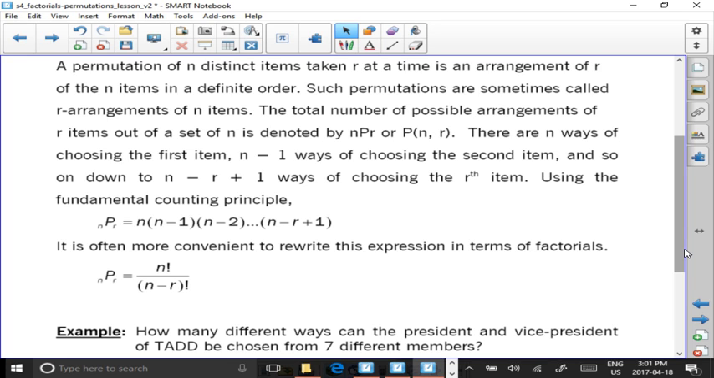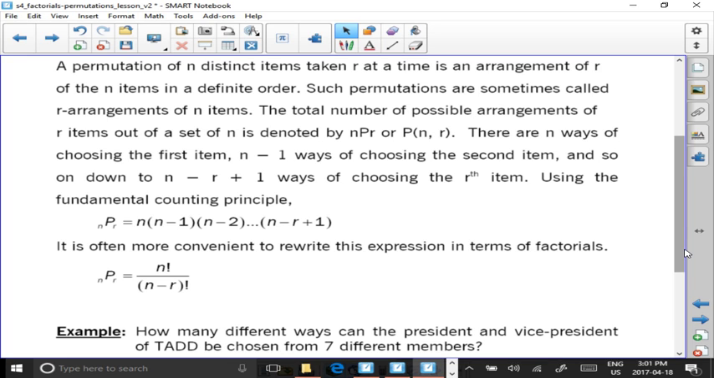But if we're looking in a very general sense, we have to ask, does order matter? And if order matters, we're going to be using permutations. If not, we'll be talking combinations, and we'll be looking at that a little bit later in the unit.